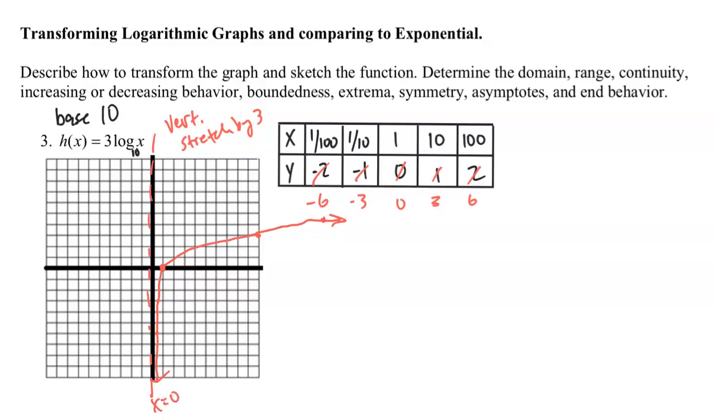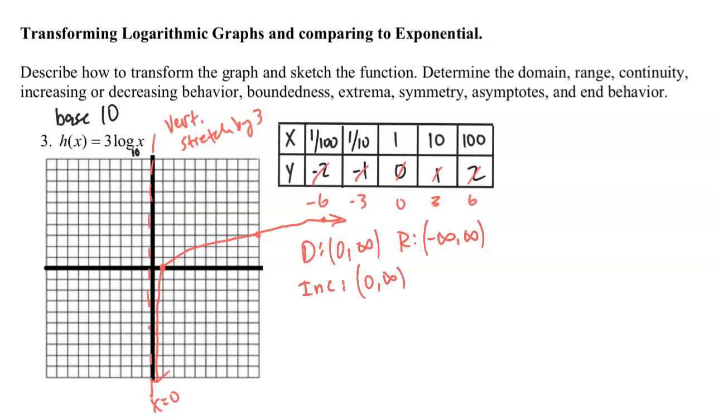So what is my domain? My domain is 0 to infinity, not including 0 because of the asymptote. The range, once again, is negative infinity to positive infinity. This is a continuous function, so I'm not going to write that because we're going to write that for every example. Every logarithmic function is continuous. This is increasing. I'm going to write that down because there's a possibility that that could sometimes change. This is going to be increasing on its domain from 0 to infinity.